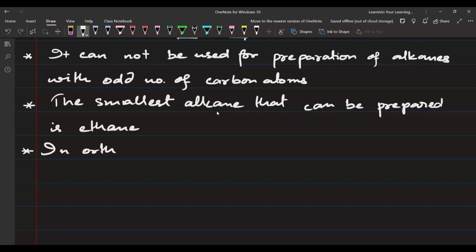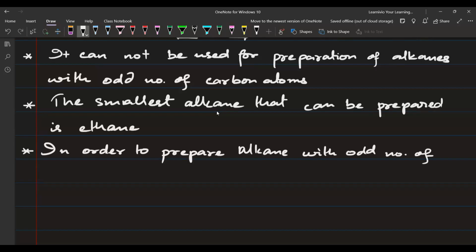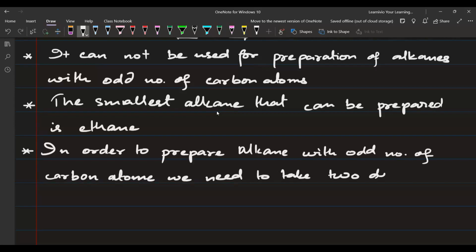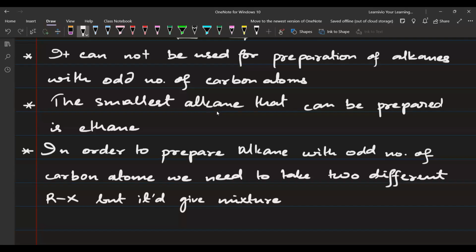Fine. Next thing is that in order to prepare an alkane with odd number of carbon atoms, we need to take two different haloalkanes, but it would give a mixture of alkanes, difficult to separate.